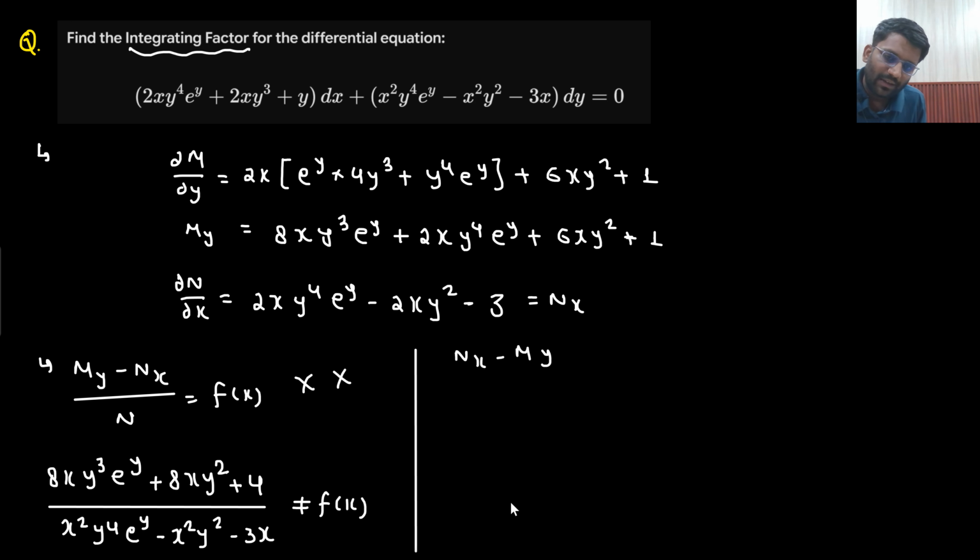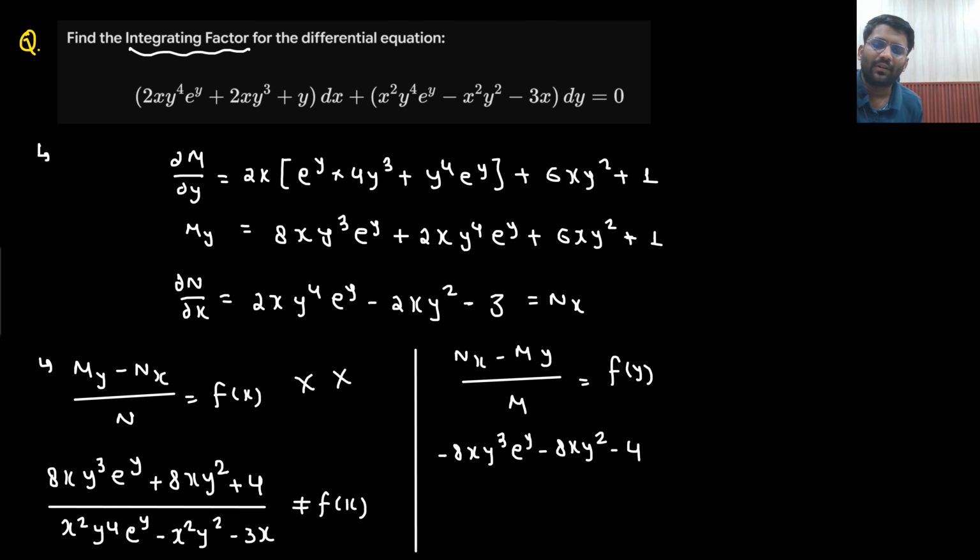Nx minus my divided with m. If it is coming out to be a function of y, then I will be happy. Now let's check. Nx minus my. What will I have written? My minus nx, right? My minus nx I have already written. So what will be nx minus my? Simply the negative of this. So it would be minus 8xy cube e to the power y minus 8xy square minus 4 divided with m. What is your m? M is nothing but 2xy to the power 4 e to the power y.